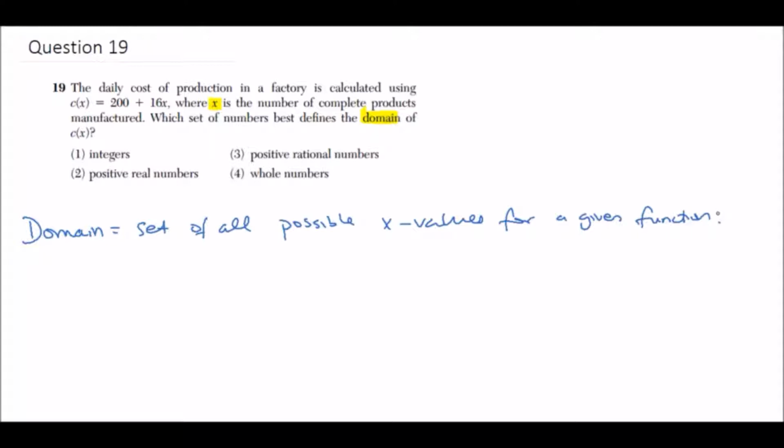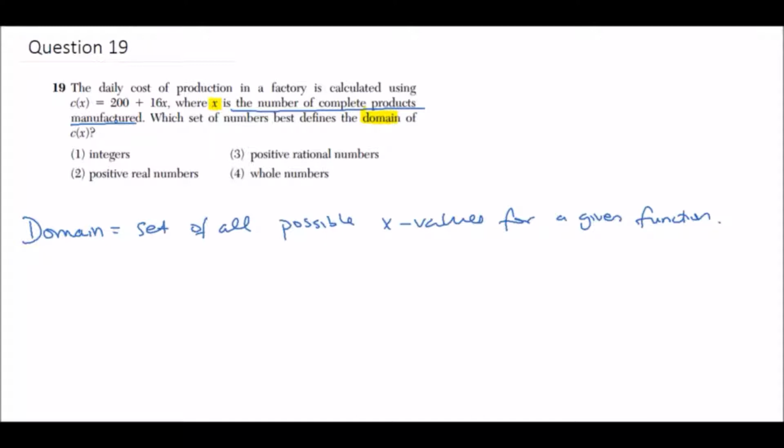Now, on the surface, we could certainly take a look at this and say, well, we can put in any value of x. There's no situation in which we'll end up with a 0 in a denominator because there's no denominator. We won't end up with a negative under a radical because there's no radical. But we have some context. x is the number of complete products manufactured. Well, if it's a number of complete products manufactured, we have to think, can we manufacture certain numbers of products?